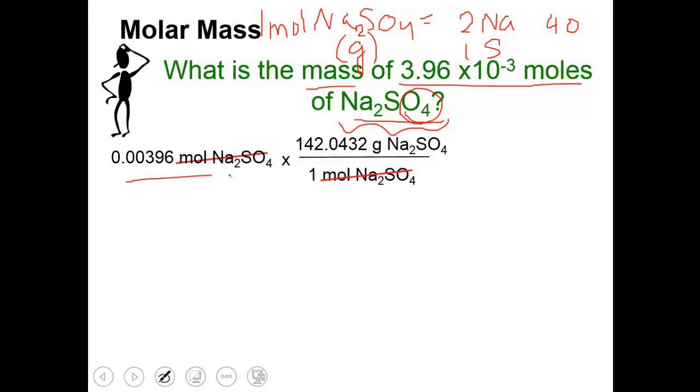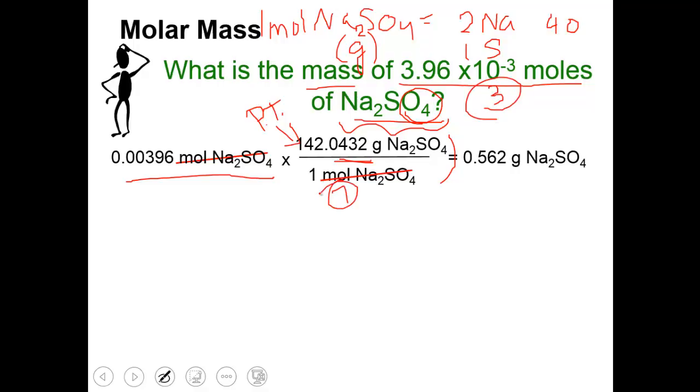So if we start out with how many moles of sodium sulfate we have, we can use the molar mass as a conversion factor. For every 1 mole of sodium sulfate, it weighs 142.0432 grams of sodium sulfate. And I got this from the periodic table. Do not round off the molar masses. Use all the numbers that the periodic table gives you. So then I come out with 0.562 grams of sodium sulfate. This has 3 significant digits. This has 7 significant digits, so my answer can only have 3.